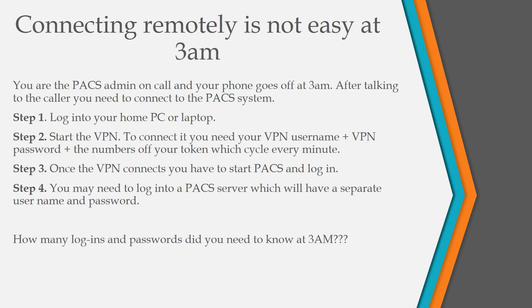To connect it, you need your VPN username, your VPN password or PIN, and the numbers off the token, which cycle every minute. Once the VPN connects, you'll have to start PAX and log into the PAX. You may need to log into a PAX server, which will have a separate username and password. So think about that. Just run through all of those steps. How many logins and passwords did you need to know at 3 a.m.?